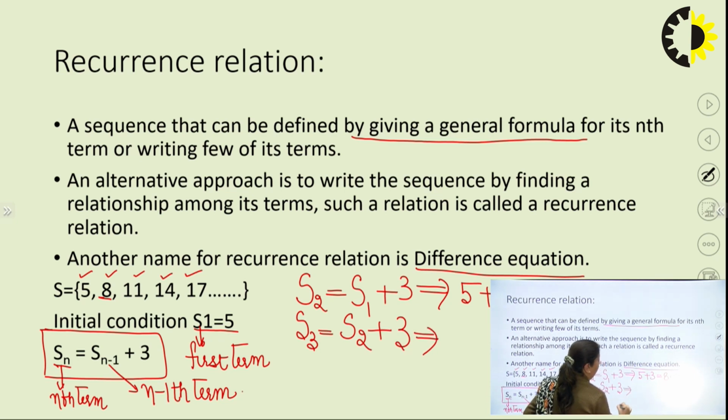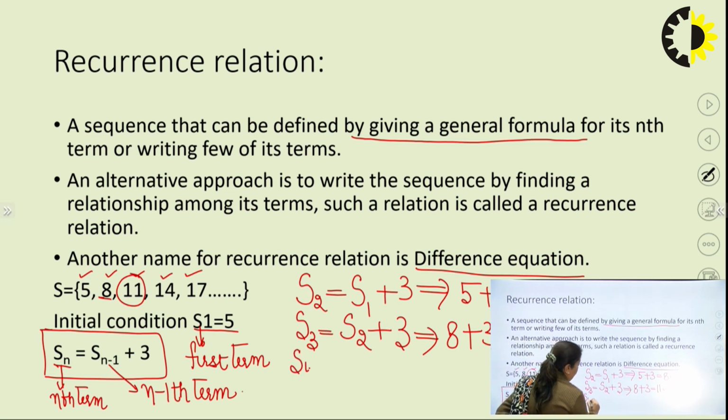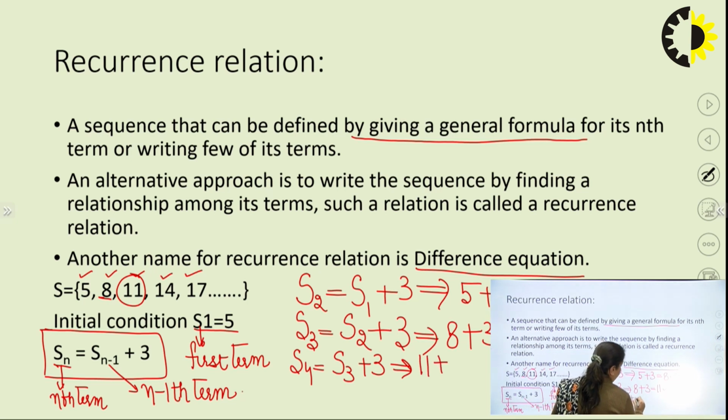So, this will be equal to S2 is 8, 8 plus 3 is 11. So, my third term is going to be 11. Then coming to S4, S4 is previous term plus 3. So, this will again be equal to 11 plus 3, that is nothing but 14. So, my next term will be 14.